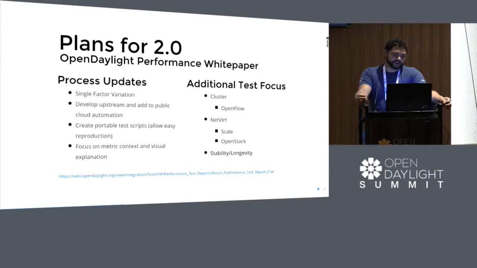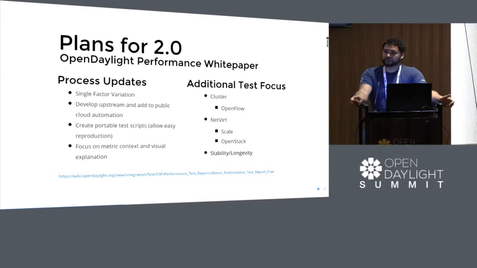We might test changes in environment or changes in setup, and then compare the results, analyze the results to see what we're getting there. Obviously, I've talked about this multiple times already, but develop upstream and add to public cloud automation. So we want to push those tests upstream, have people have eyes on them, and make it easier for people to pull them down and test them locally if they want to reproduce the tests, which is actually part of the next item: create portable test scripts.